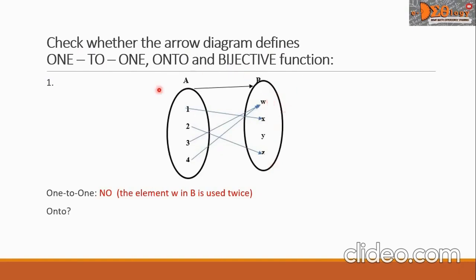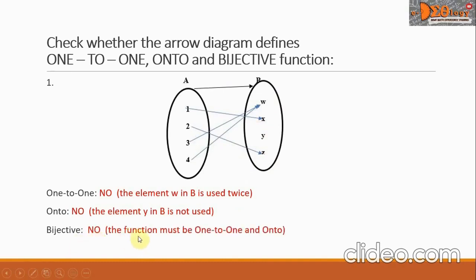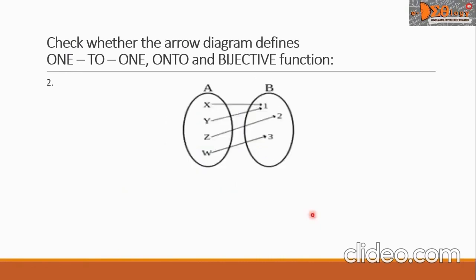Next, is the function onto? The answer is no, because the element Y in group B is not used. Is the function bijective? The answer is no, because the function must be 1-to-1 and onto. This is our final answer.